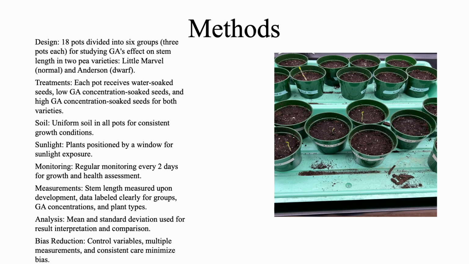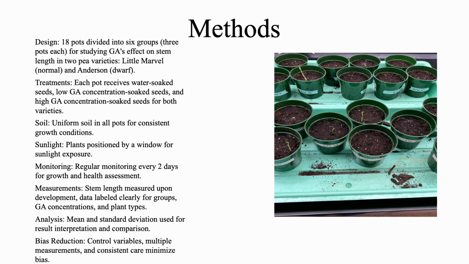Then we did our methods for the project. The experiment setup involved 18 pots, which we divided into 6 groups, with 3 pots per group, to study the effect of GA on stem length. We used 2 varieties, which we discussed already in the introduction. The pots were filled with uniform soil, and we assigned specific treatments. Three kinds of seeds were involved for each variety: water-soaked, low GA concentration soaked, and high GA concentration soaked. Then the plants were placed by the window, and we monitored them as necessary.